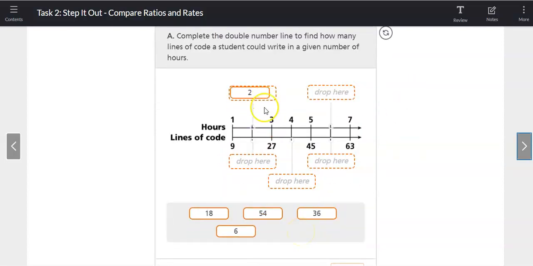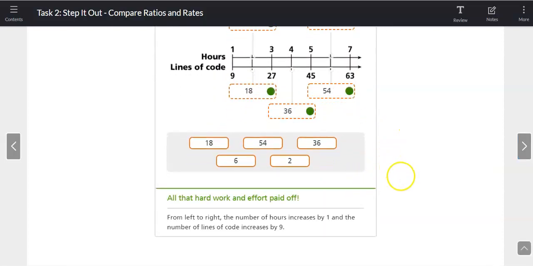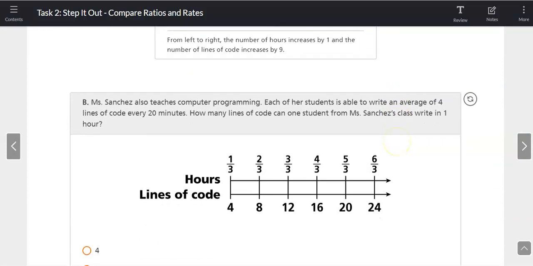In 2 hours, we're going to multiply 2 times 9, and we get 18. We're going to multiply 4 times 9, and we get 36. Then we go 1, 2, 3, 4, 5, 6, and take 6 times 9, and we get 54. We're multiplying by 9 because to get from 1 to 9 in our first one, we're multiplying by 9. If I check it, I get that, which is right.